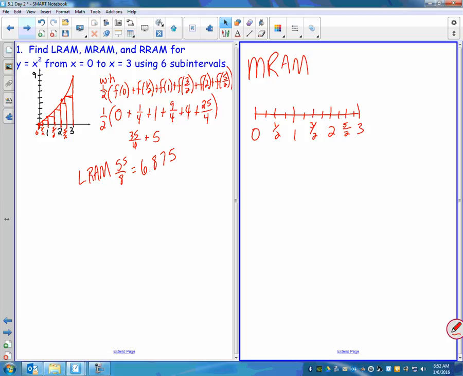If you get MRAM done and you feel good about it and you want to try RRAM, the only difference between LRAM and RRAM is you're starting with the right point, 0.